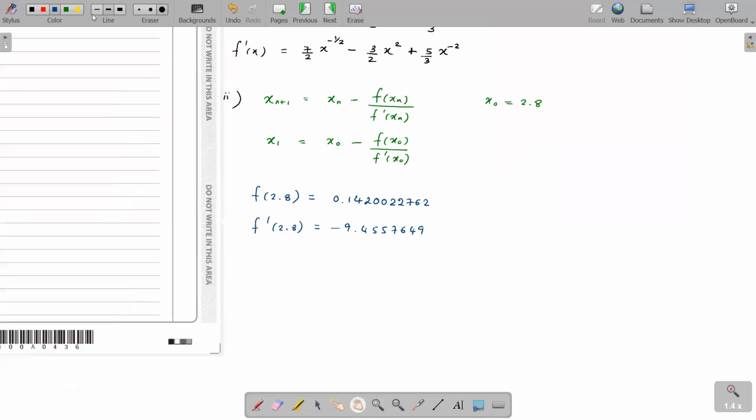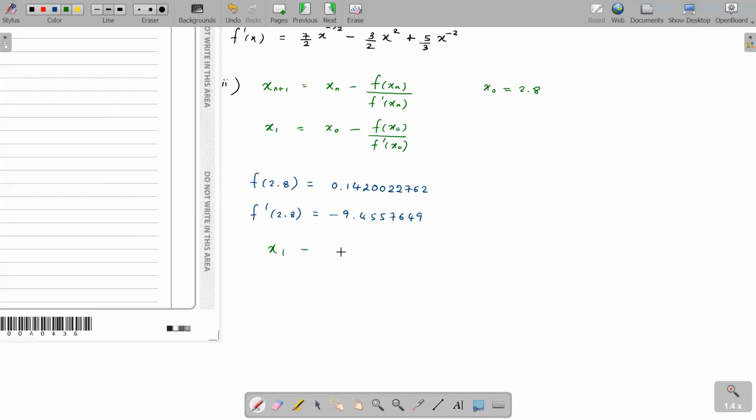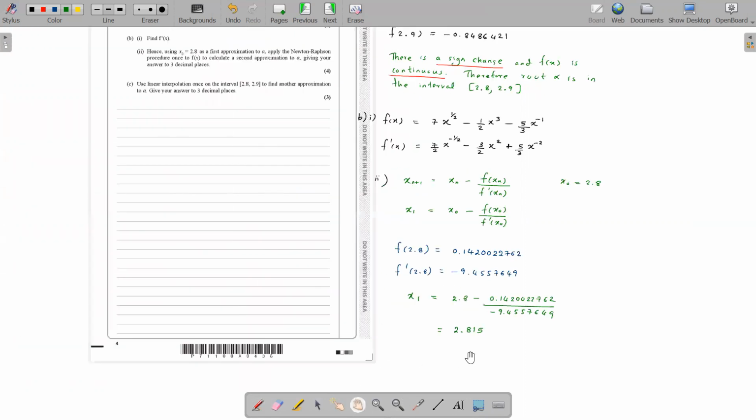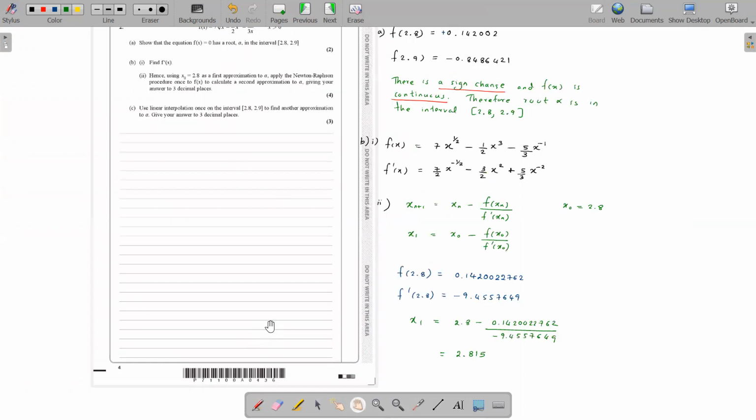Now it's time to write it in the x1 equation. So x1 equals x naught, which is 2.8, minus f of x naught, or f of 2.8, which was 0.1420022762, divided by minus 9.4557649. So type all of this in the calculator and now give your answer to 3 dp. What is the answer? It should be 2.815. So correct your answer to 3 dp, and this is the answer that you need to get, 2.815. You can type it in the calculator and check.